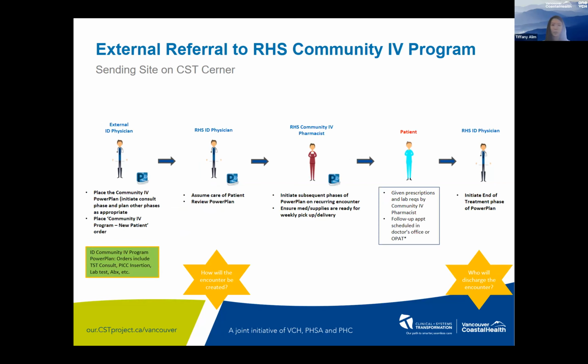Now, it's part of existing workflow to place the Community IV program new patient order when sending a patient to another site, so that the UC at that receiving site can create the recurring encounter. But as we discussed before, there's no dedicated UC for Community IV at Richmond. So when this order is placed for the Richmond location, it doesn't really go anywhere. So we will determine how the encounter will be created, whether it's through the provider making a request through Message Center, like in our initial workflow, or through a different process. So this piece will also be determined for our next session.